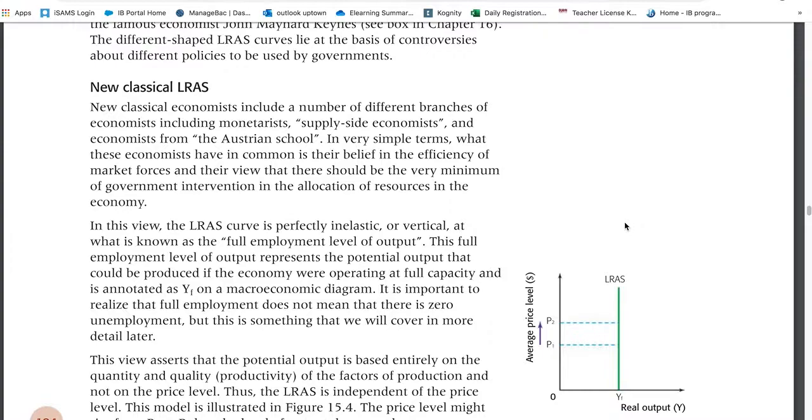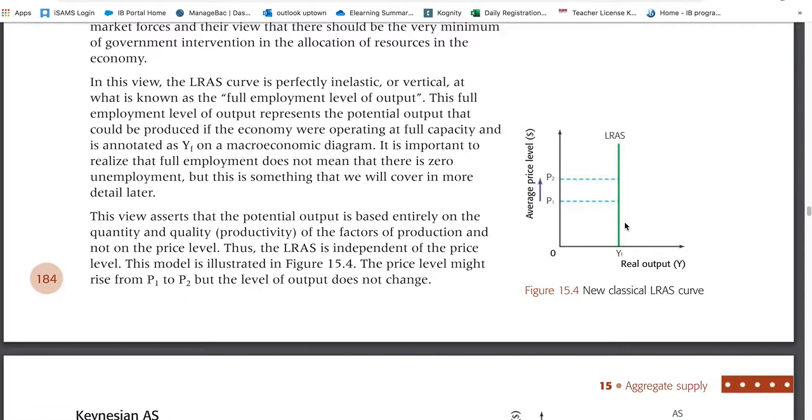So the view of their model and the shape of it is that the long run aggregate supply curve is perfectly inelastic, or pretty much vertical. And when we're at this level, we call that a full employment level of output. So that represents where the potential output of an economy is operating at complete full capacity. And you use YF for, obviously, full employment level of output. So that means all of your factors of production are being utilized to absolute capacity.